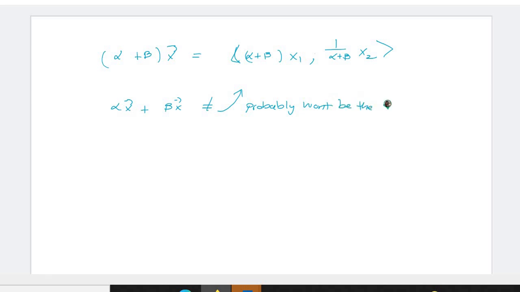This will be like alpha, or 1 over beta times x2 for the second part of it, which is going to be different. Yeah, we'll have the common denominator. Right, I see what you're saying.